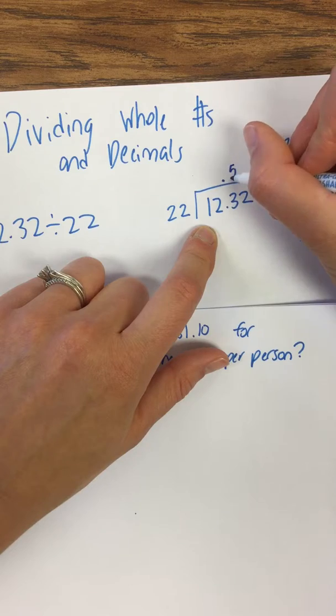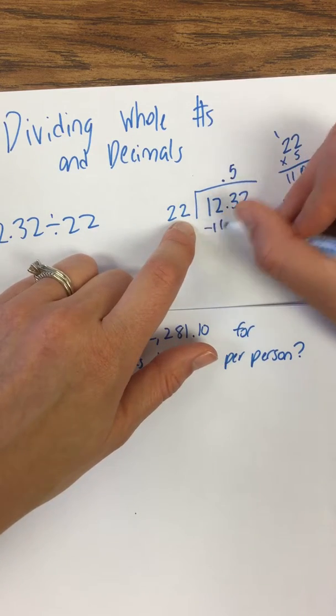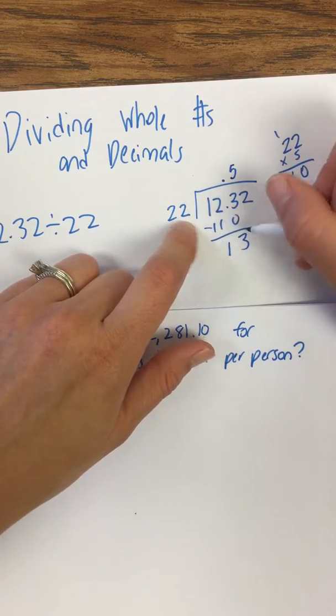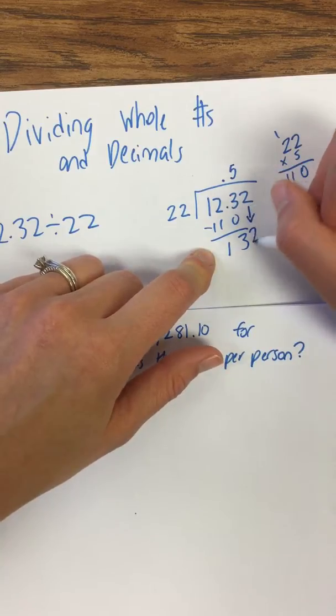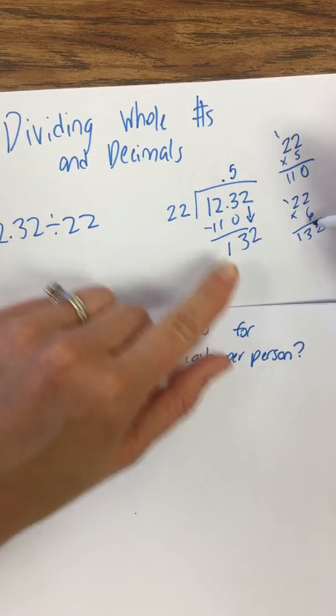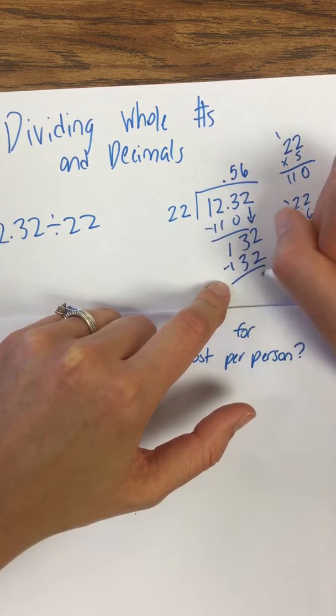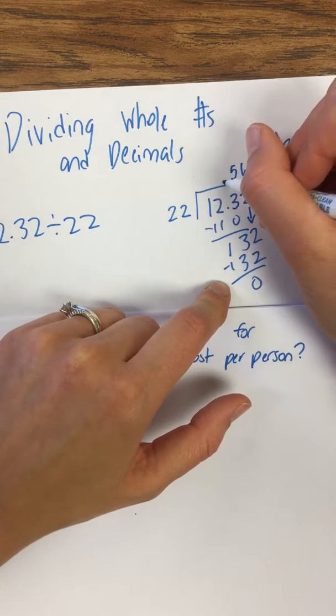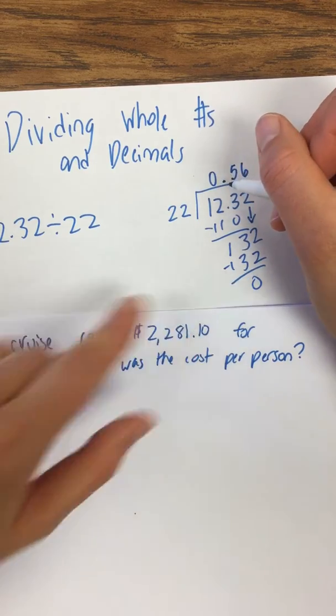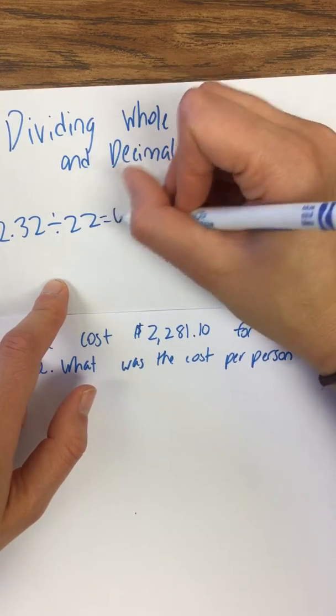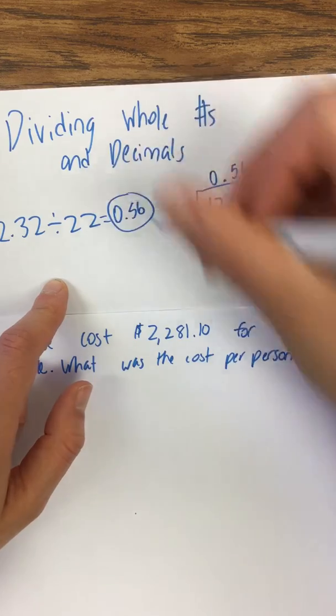So I put the number here. 5 times 22 was 110. Bring down the 2. And I know from my work over here that 22 goes into 132 6 times with no remainder. So you can leave that blank. I like to add a 0 there as a placeholder. My answer would be 56 hundredths.